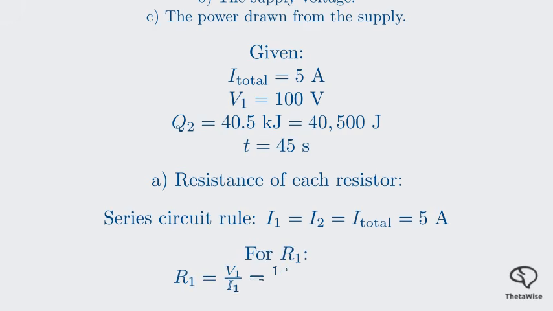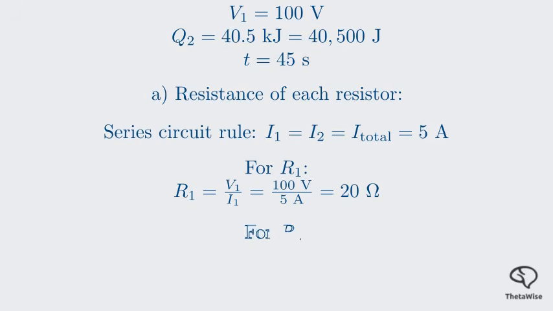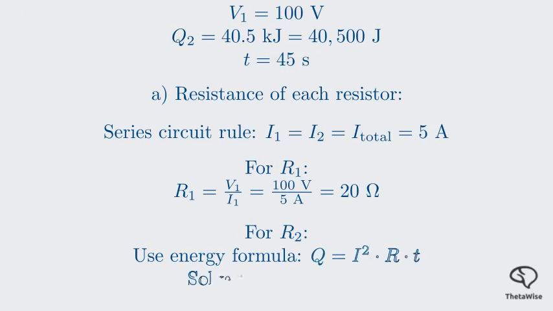Using Ohm's law, R1 equals V1 divided by I1, which is 100 over 5, giving us 20 ohms. Now for R2. We don't have its voltage, but we have information about energy. We know the energy dissipated is 4,500 joules over 45 seconds. We can use the formula that connects energy, current, and resistance.